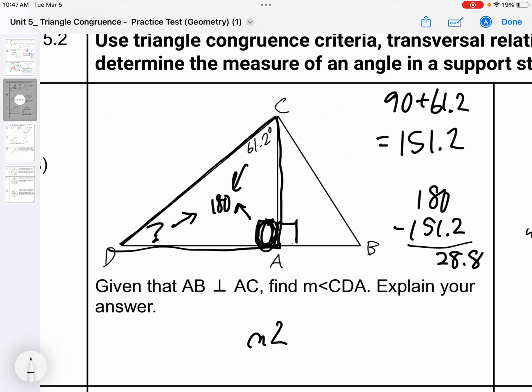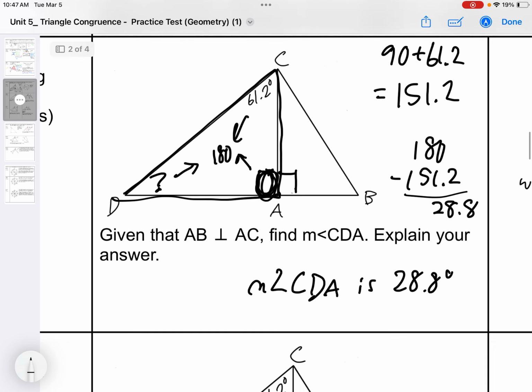So measure of angle CDA is 28.8 degrees. Explain your answer. Because triangles sum to 180 degrees.